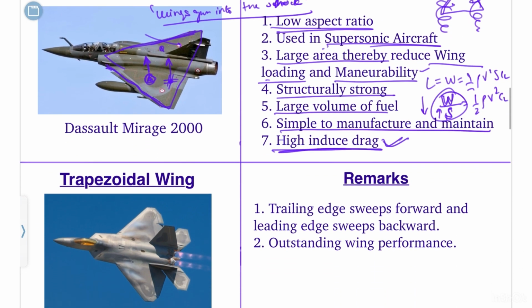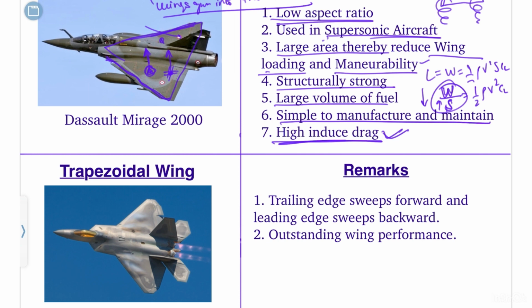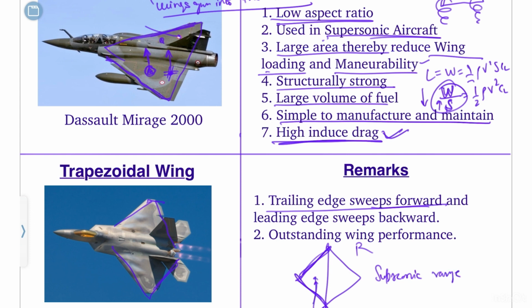So for the wings, next is trapezoidal. It's a small twist on the delta wing only. In the trapezoidal, it's like a kite, as you can see. If this is the front and this is the rear, the trailing edge is sweeping forward and the leading edge is sweeping backward. It can go in the supersonic range because of the angle, for the reason we have already discussed, and has outstanding performance. You can say it's a sub part of a delta wing.